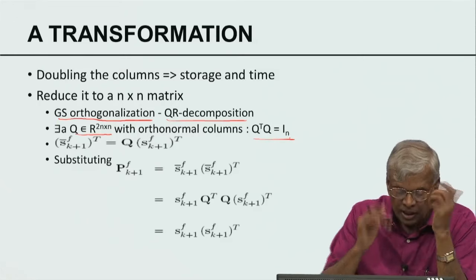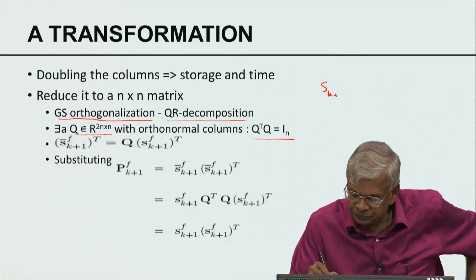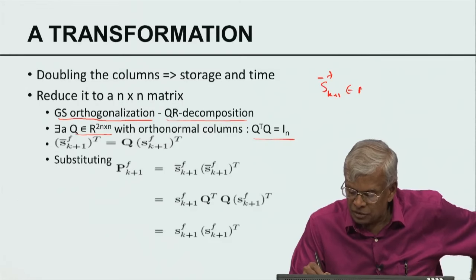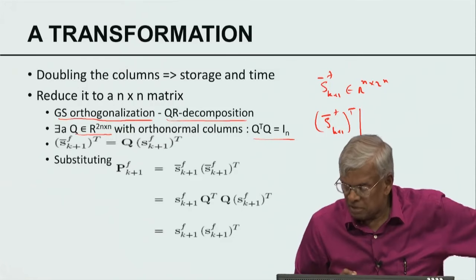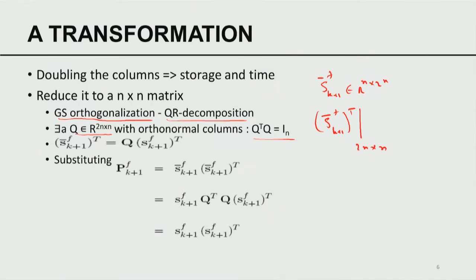Let us look at this now. S k plus 1 f bar belongs to R n by 2n. Therefore, S bar k plus 1 f transpose is a 2n by n matrix. This matrix has more rows than columns, so this essentially corresponds to the overdetermined case of H that we have used in the context of static inverse problems. This is a rectangular matrix with double the number of rows than the number of columns. Q is again a 2n by n matrix.